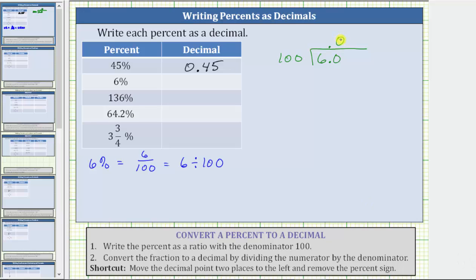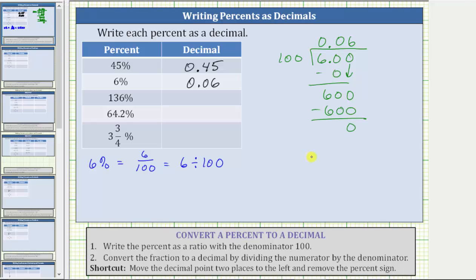0 times 100 is 0, subtract, the difference is 60, add another 0, bring it down. Determine how many 100s in 600, which is 6. 6 times 100 is 600, subtract, the difference is 0, giving us the decimal 0.06.